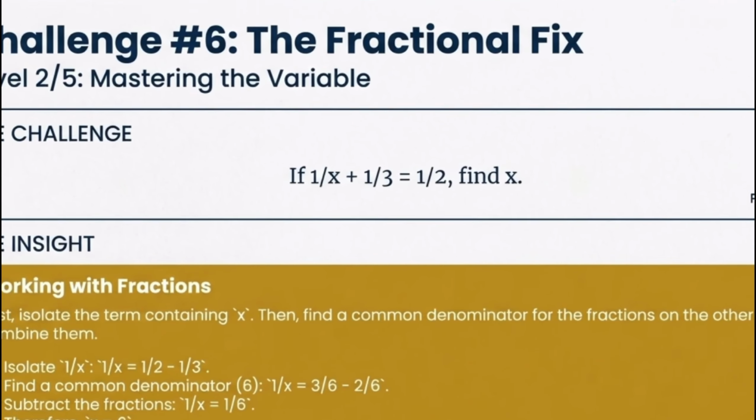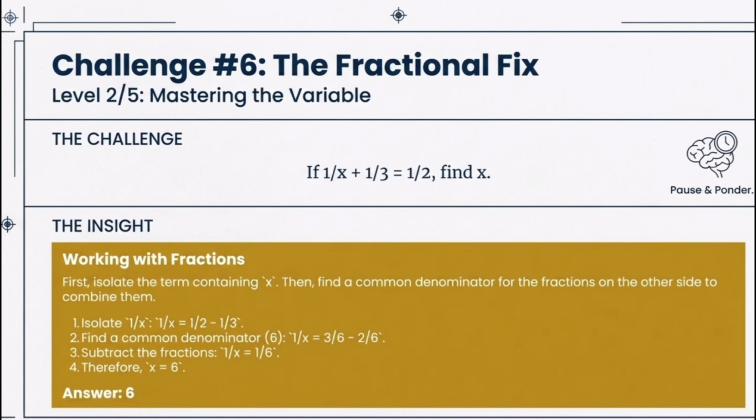Then I do have another question. So at this point, my variable, instead of just being on the numerator, is going to be on the denominator. So at this point, I do have 1 over x plus 1 over 3 equals 1 over 2.